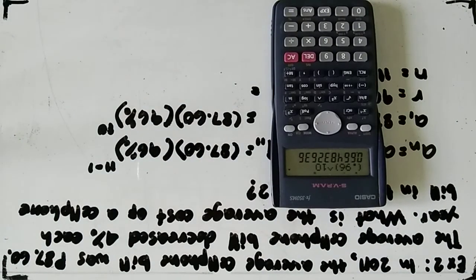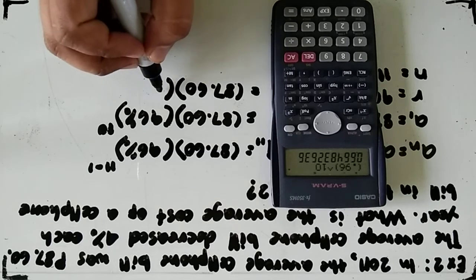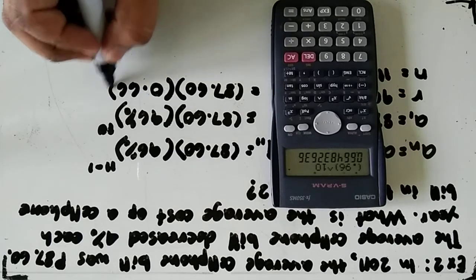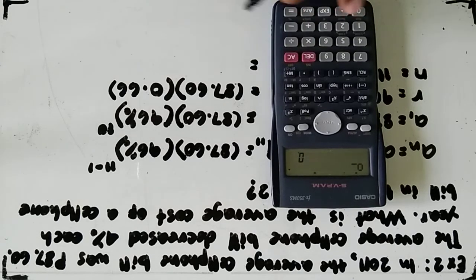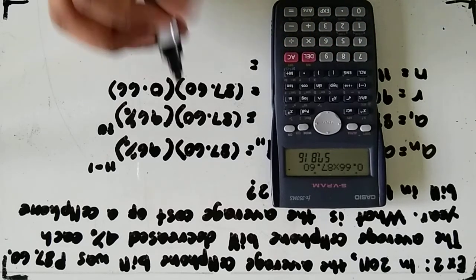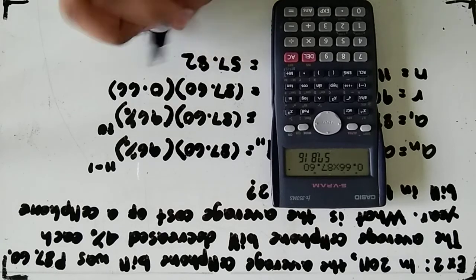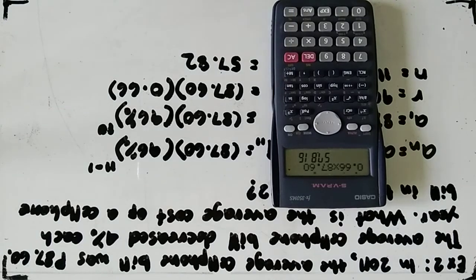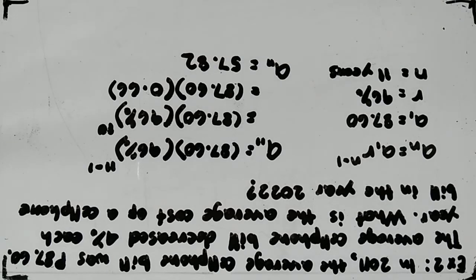0.648 or gawin na lang natin 0.66. So, meron tayong 87.60 times 0.66. Okay. So, ngayon, ipag-multiply natin sila. So, meron tayo 0.66 times 87.60 magiging 57.82. So, ni-round up ko na lang naging 82. So, ibig sabihin, by 11 years, ang halaga na ng phone ay 87.82.